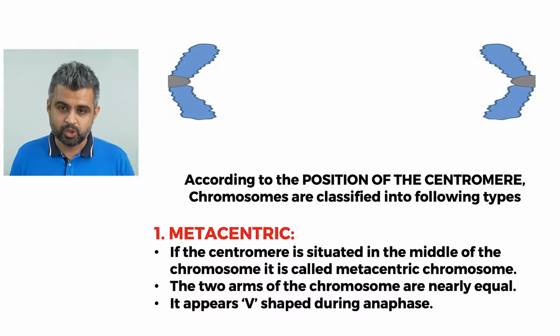So this can be asked to you as a multiple choice question: what is the chromosome which shows V shape during anaphase? And the answer is metacentric, because that is the only situation in which both the arms are going to be of the same size. So P and Q will be of the same size, P will not be shorter, Q will not be longer. Okay, so that was metacentric, the first type of chromosome based on the centromere position.